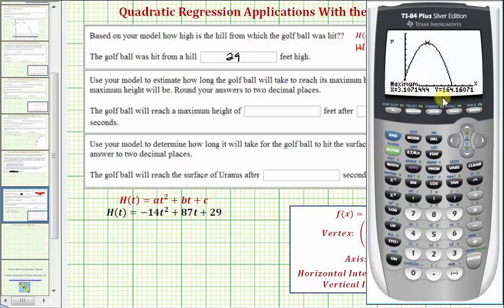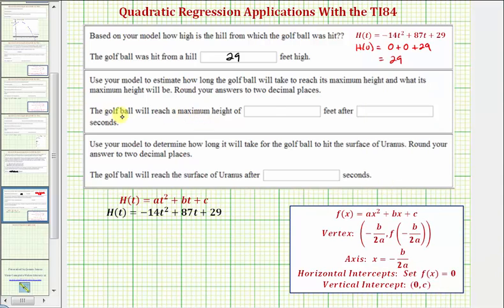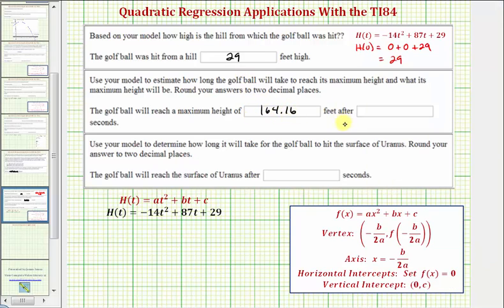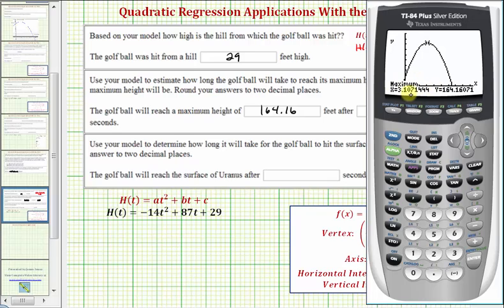Notice how the coordinates of our vertex show below. To 2 decimal places, the time would be approximately 3.11, and the height would be approximately 164.16. Let's go ahead and record this. So the golf ball reaches a maximum height of, again, that was the output or function value of 164.16 feet after approximately 3.11 seconds. Remember, the first coordinate, or t, was approximately 3.11.